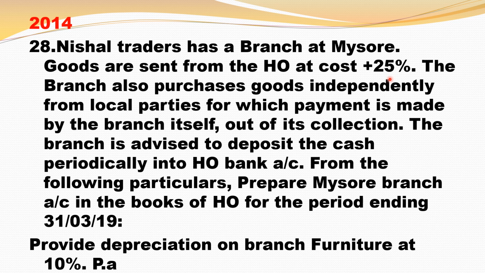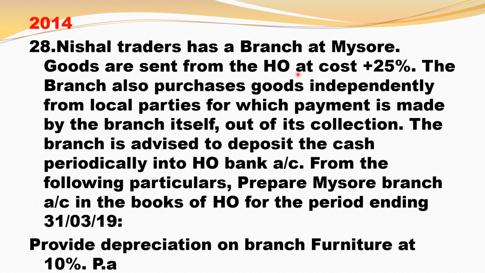So if it's cost plus 1 by 4, you need to take 1 by 5 on sale. So 25% means 1 by 4. So it's 1 by 4 on cost. So you should take 1 by 5 on sale.